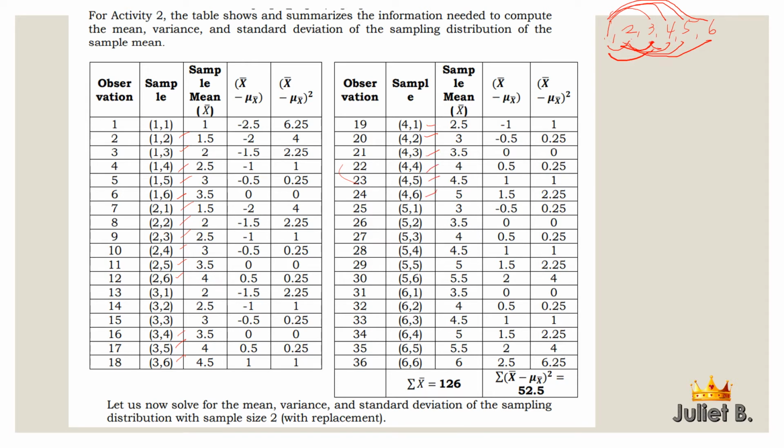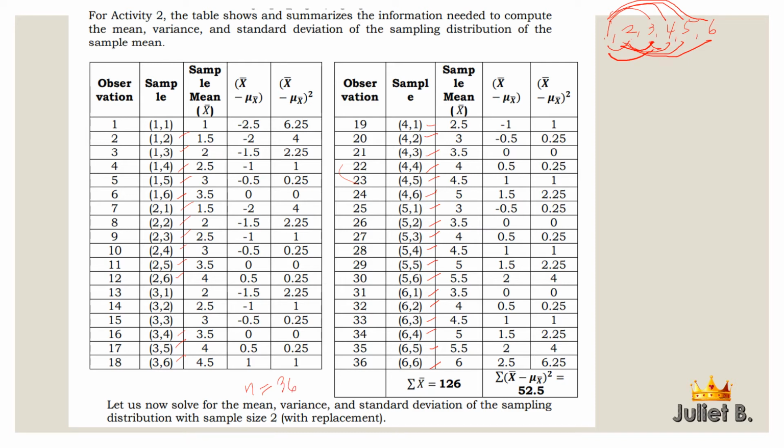You're done with 4. Then next is 5: 5,1; 5,2; 5,3; 5,4; 5,5; 5,6. Next, 6,1; 6,2; 6,3; 6,4; 6,5; 6,6. At kung bibilangin mo lahat ng samples, ito ay equal sa n is equal to 36.